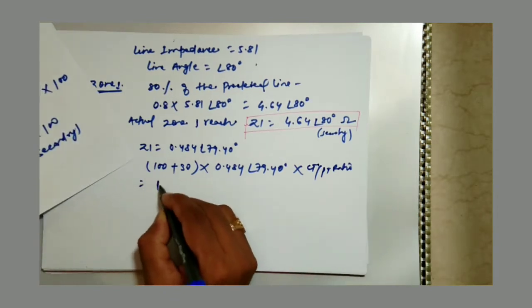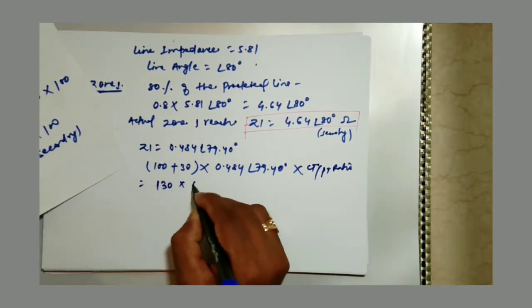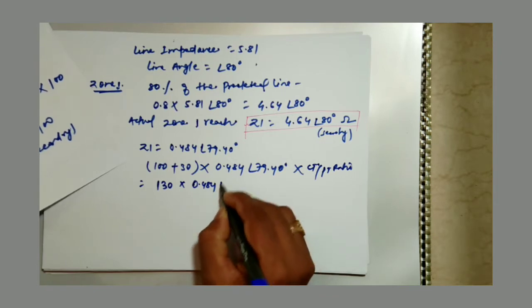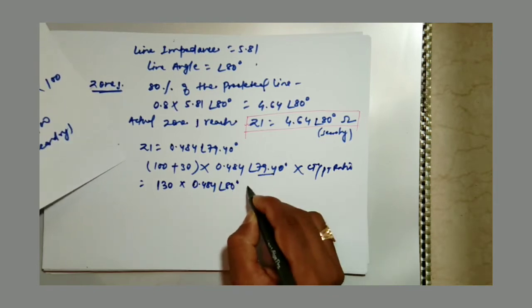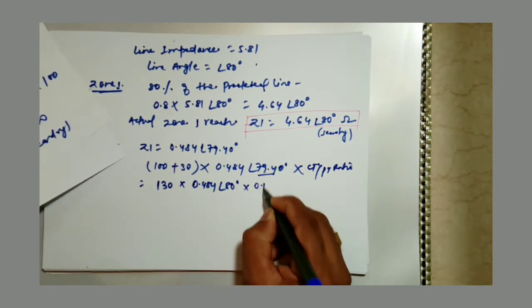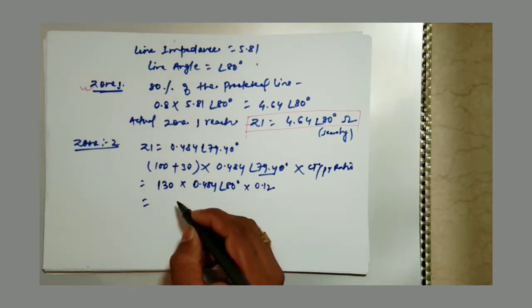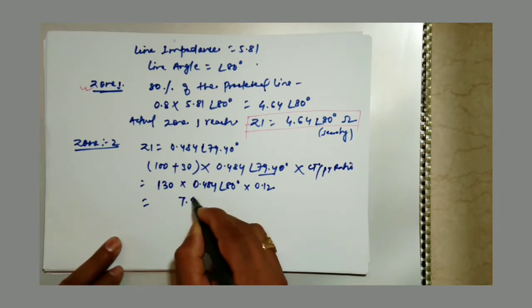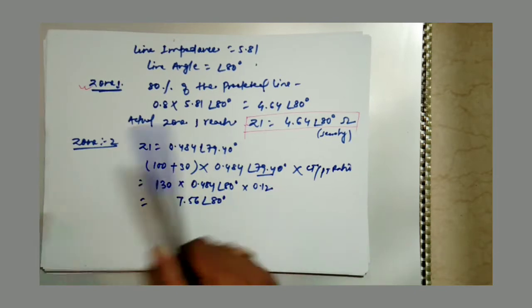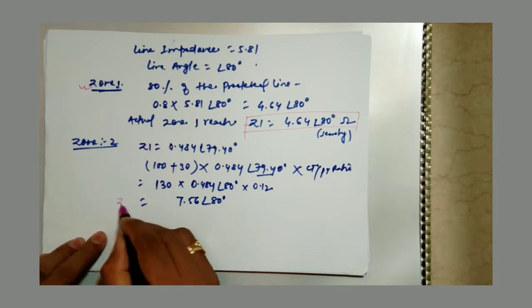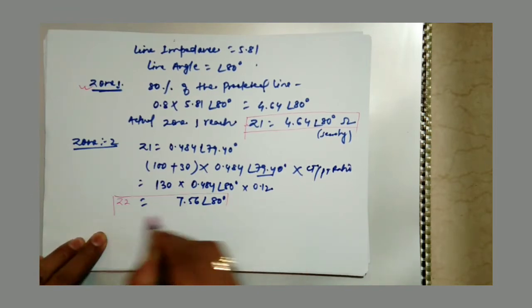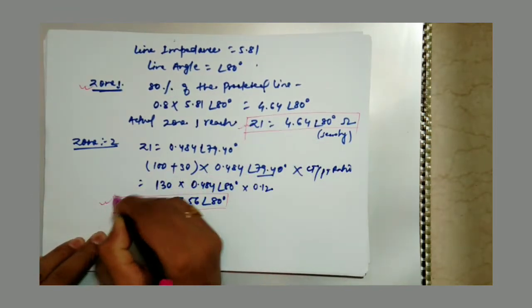So here you will calculate 130 into 0.484 at 80 degrees. We have considered it as 80 degrees and it is 0.12. If you calculate, you will get the value 7.56 at 80 degrees. So this is zone 2, your value. Z1 is equal to this and Z2 is equal to this.